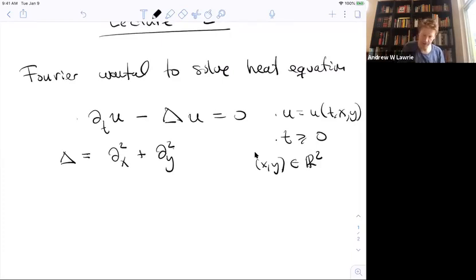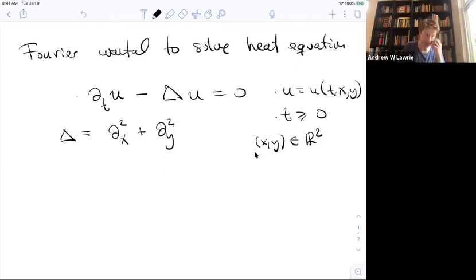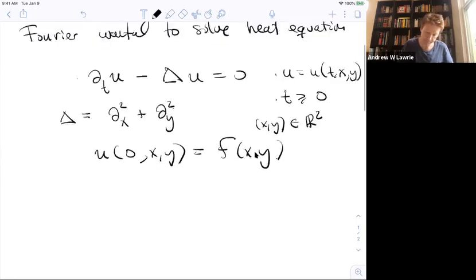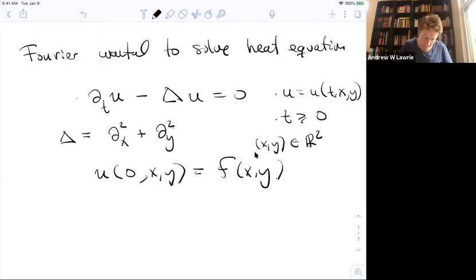So Fourier wanted to solve this equation in the plane, and u at time 0 is given by some initial distribution of heat, represented by a function f of just x and y.